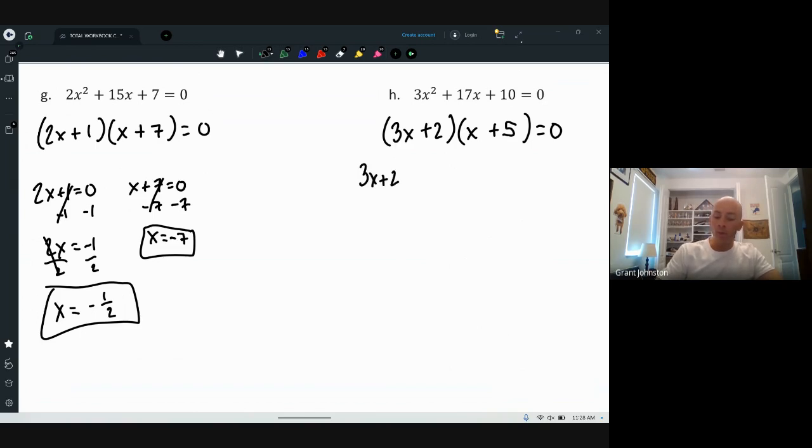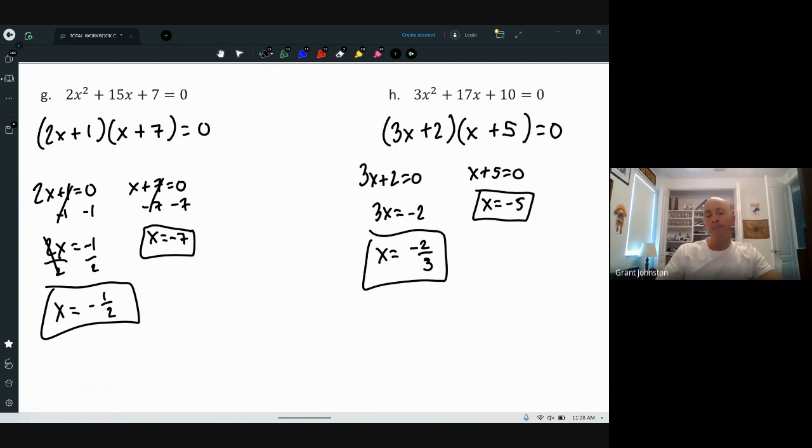Set each equal to 0. On this one, you subtract 5 from both sides. That's -5. That one's easier. This one, you'd have to subtract 2 from both sides. And then you'd have to divide by 3. So I'll get -2/3. And I didn't show the full work. Hopefully you see what I'm doing there.